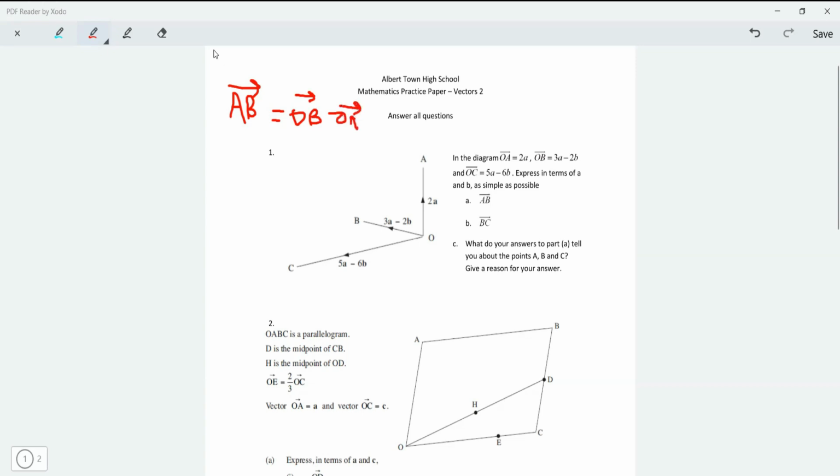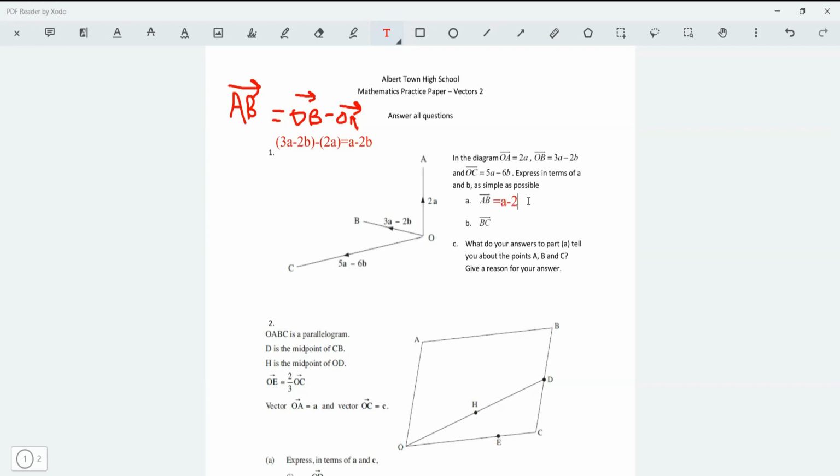I know I don't write this well. This is a minus sign, so I'm going to fix it up. OB minus OA. But what is OB? It tells us that OB is 3a minus 2b. So it's in brackets 3a minus 2b, close the bracket, minus OA. But what is vector OA? 2a. So 3a minus 2a is just a. You end up getting a minus 2b. That's vector AB. So vector AB is equal to a minus 2b.